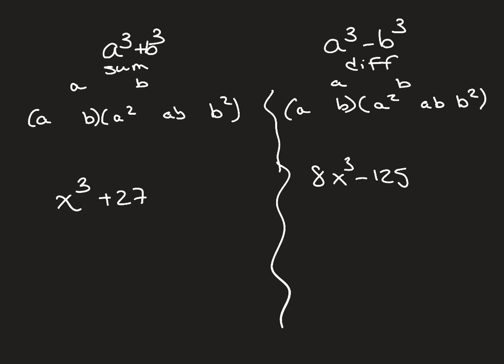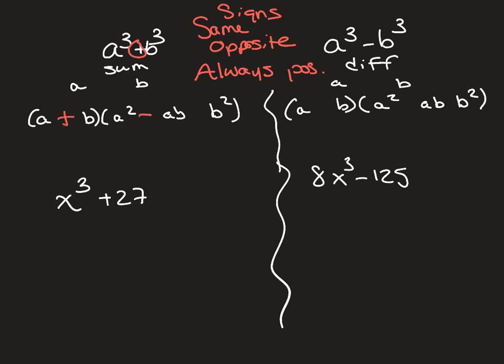The thing you have to remember is same, opposite, always positive. So I'm going to write it in the middle. Same, opposite, always positive. And this is for the signs. My sign here was a plus. So same sign, opposite sign, always positive. And then for the next one, the sign here is a minus. So same sign, opposite sign, always positive.